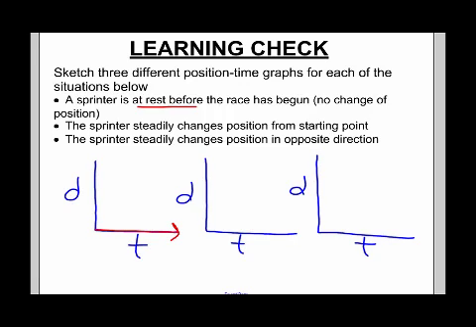Now the sprinter steadily changes their position from the starting point. So they're traveling at what we would call constant velocity, moving forward. All I'm looking for there is a graph that slopes upwards. Now, once they get, say, halfway through, they're going to turn around and come backwards. So this means they're coming back towards the origin, and the third one would look something like that. So there are some examples. Make sure you have those written down.